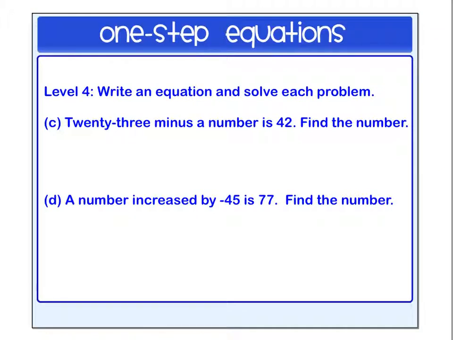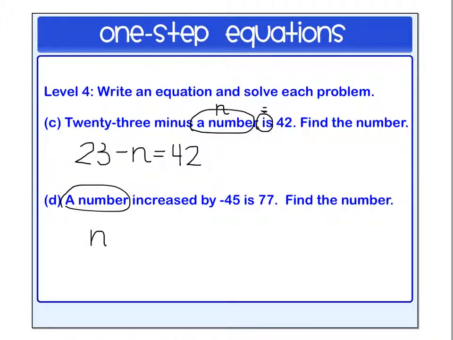The most challenging type of problem that you would have with these one-step equations is where you have to set up the problem yourself. This says 23 minus a number is, in math, means equals 42. Since we don't know this number, we're going to call it n. So now we have our problem. Just working on setting it up. On the next one it says a number, we don't know what it is, increased, going up, by negative 45 is equals 77.